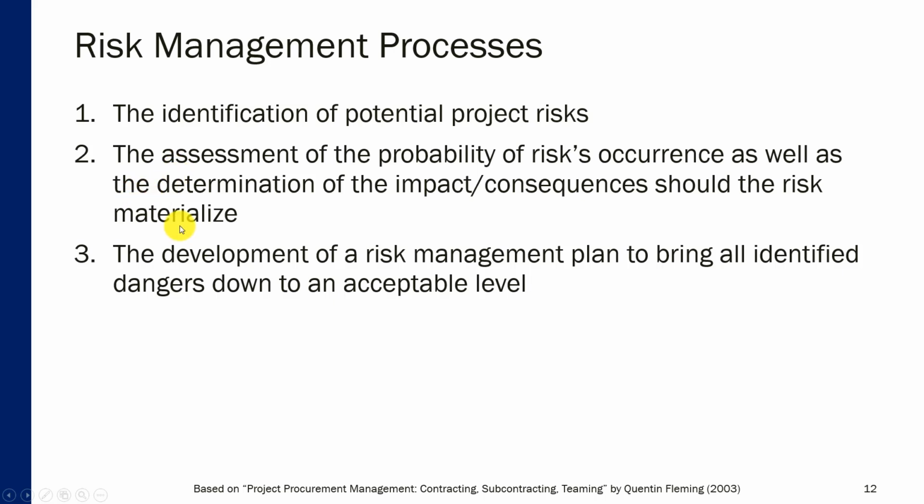So after this analysis, a formal risk management plan is developed to bring all identified and analyzed dangers or risks down to an acceptable level. So this is the ultimate goal, the ultimate purpose of a risk management plan, to make sure that the probabilities of negative risks are decreased to an acceptable level, or sometimes to make sure that possibilities or probabilities of positive risks are maximized.